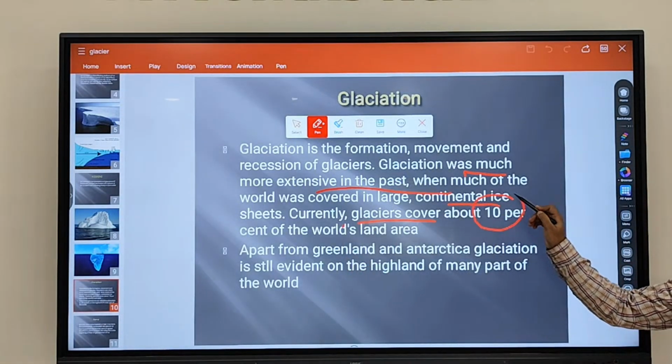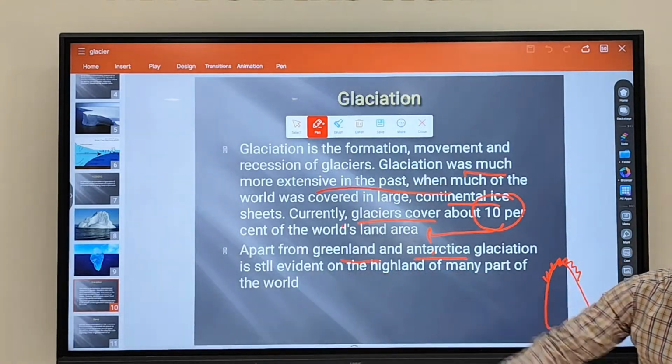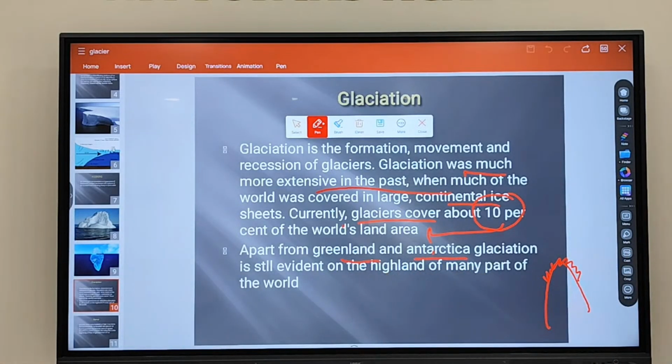Currently, how much glacier is there? Glaciers cover 10% of the world's land area. So how much are the glaciers covering right now? 10% of the world's land area. The Antarctic continent is entirely a glacier region. Fine. So currently we are seeing glaciation in the mountain regions, in Antarctica or in Greenland. These are the regions where we are currently seeing glaciation, in highland and mountain regions.